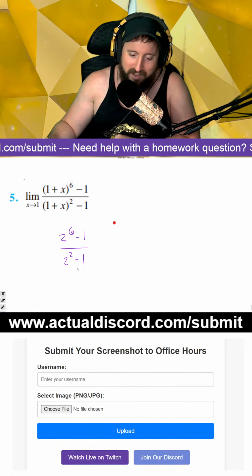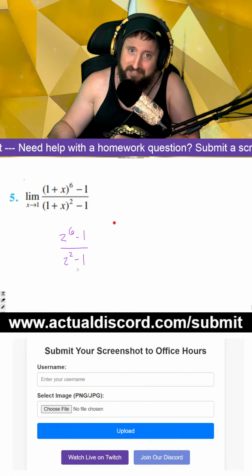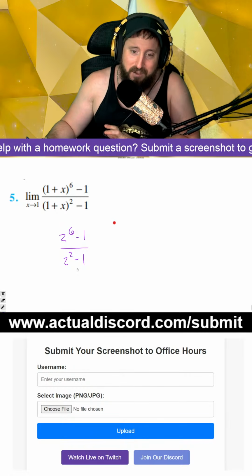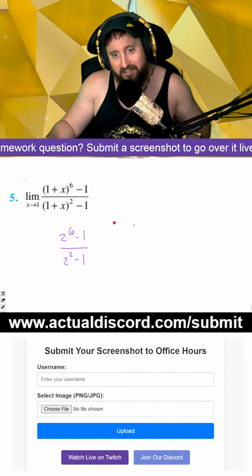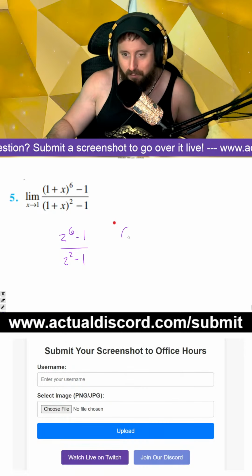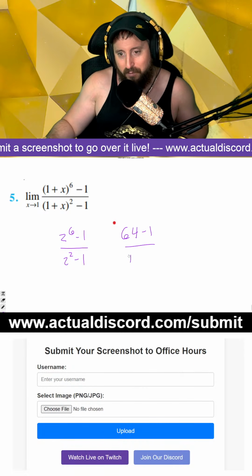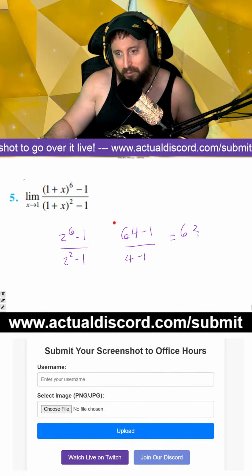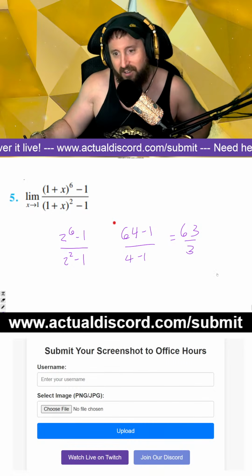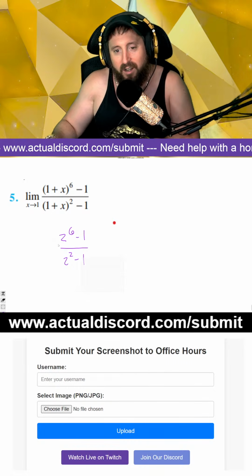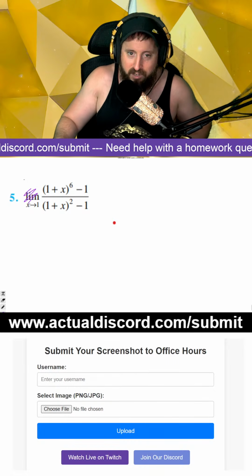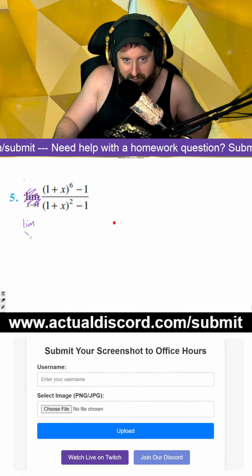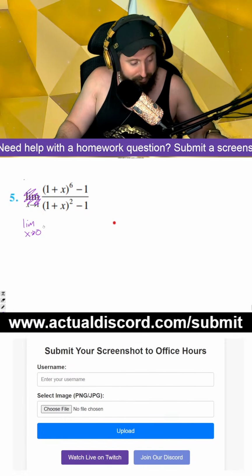I think the cooler thing here is the limit as x approaches 0. Yeah, you can just put this in the calculator. What's up, Marva? Yeah, I mean, well, 2 to the 6 is 64, right? So you get 64 minus 1 over 4 minus 1. So it's just equal to 63 over 3. Congrats. Good job. Okay, that's kind of boring. I think what's more interesting is the limit as x approaches 0.